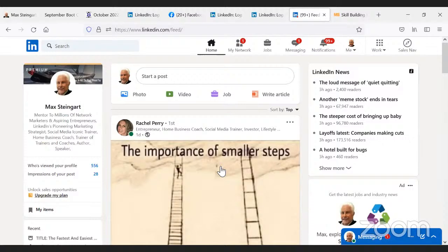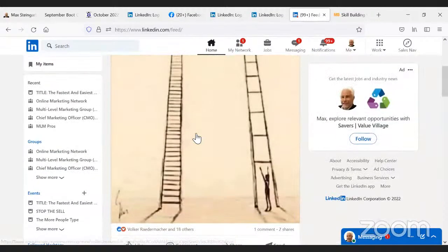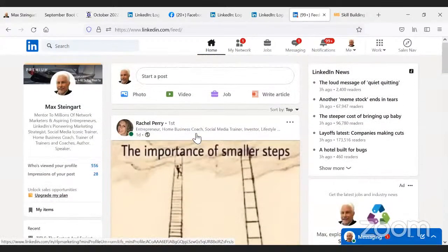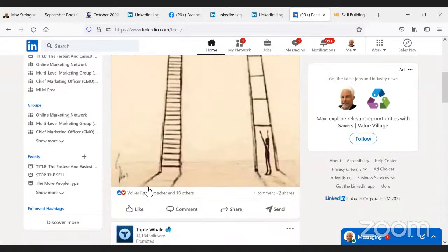So it's all about putting things out there and letting people see what you do. And if people can see what you do, people can like it. They can react to it. On Facebook, you got the same thing.